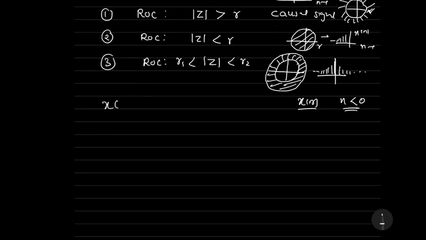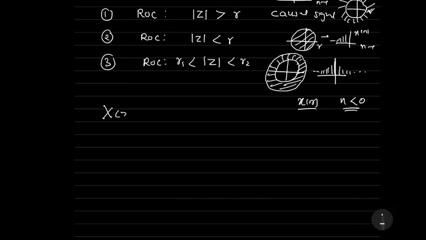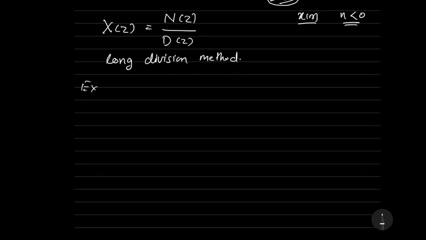If X(z) is a rational function, that is, described by numerator polynomials divided by denominator polynomials, then expansion is performed by the long division method. Let's start with the first example. We have to find the inverse z transform of X(z), a rational function: 1 plus z to the power minus 1 divided by 1 minus 1/3 z to the power minus 1.